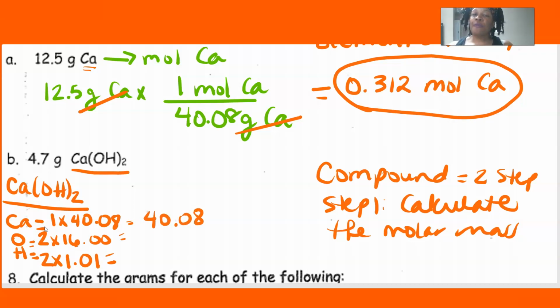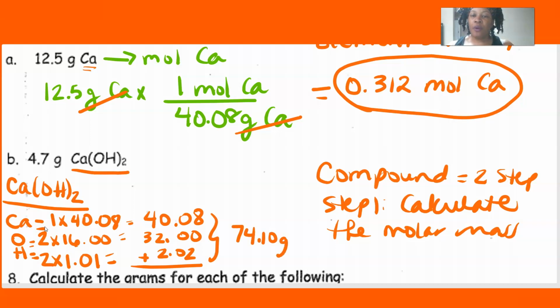So 1 times 40.08 is 40.08. 2 times 16.00 is 32.00. And 2 times 1.01 is 2.02. You're going to add those numbers up, okay? And you're going to get 74.10 grams per mole. That is your molar mass. That's step 1. Now, step 2 says, take that number, the 4.7, and divide that by that 74.10, okay?